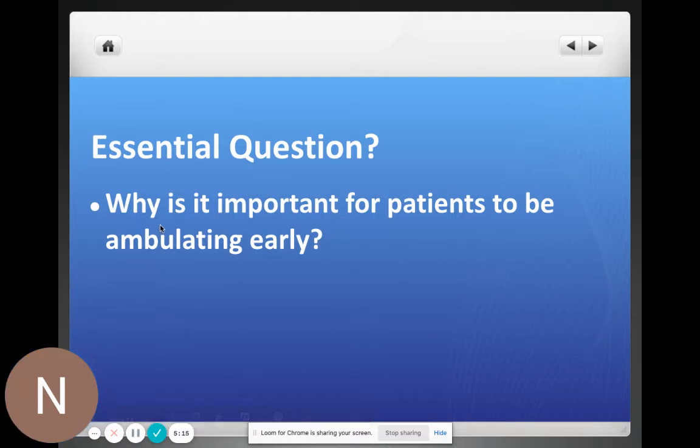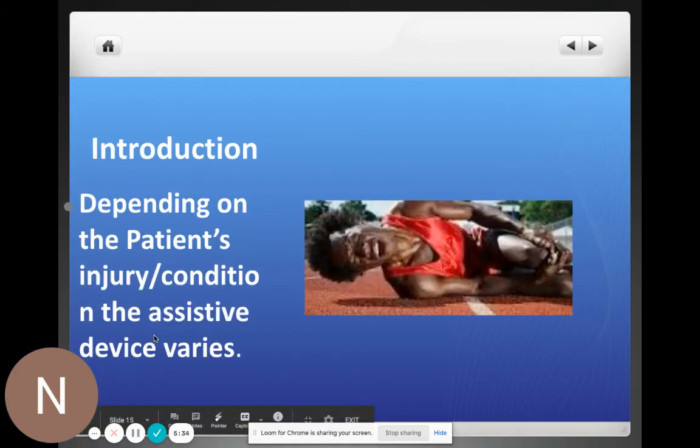So why is it important for patients to ambulate early? It's important because we talked about all of those consequences that can happen with immobility: blood clots, mineral loss, atrophy, contractures, all of that. So even if the patient needs a device, we want to get them up. Depending on the patient's injury or condition, that determines what kind of assistive device we give them.